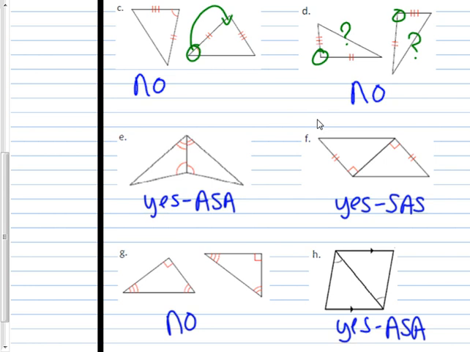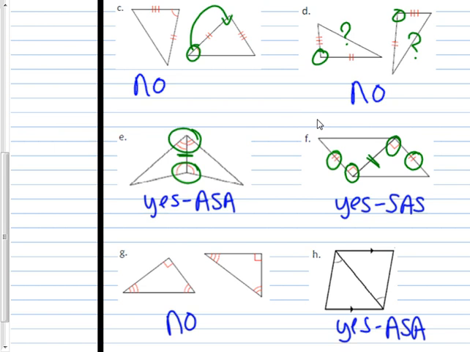Letter E is yes. We have an angle. We have the included side because they're sharing it. We have an angle. So angle, side, angle. Letter F is also yes. We have a side, an angle, and a side. Side, angle, and a side. So yes, according to the SAS theorem. Number 8 is no, and I'm interested to see how many of you actually take a yes because of side, side, side. But all we have here are the fact that angles are congruent to each other. And we cannot prove that triangles are congruent simply by their angles. So the answer is no.